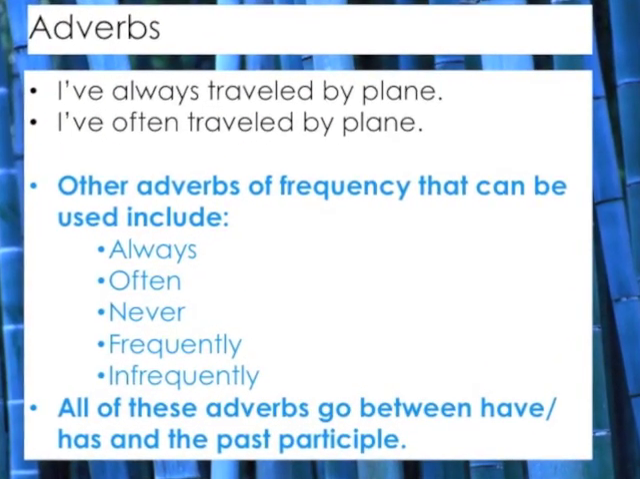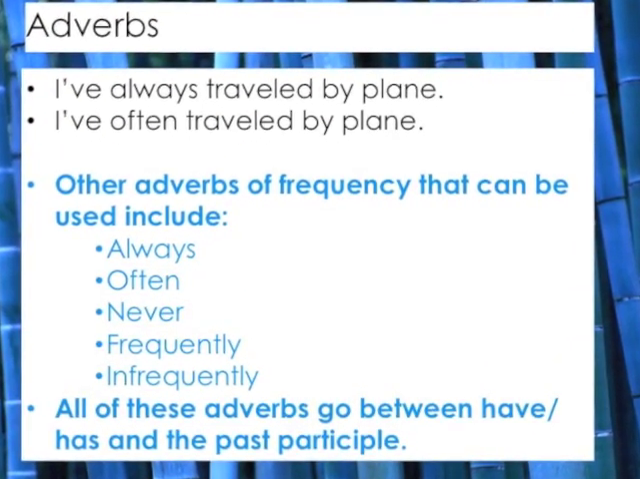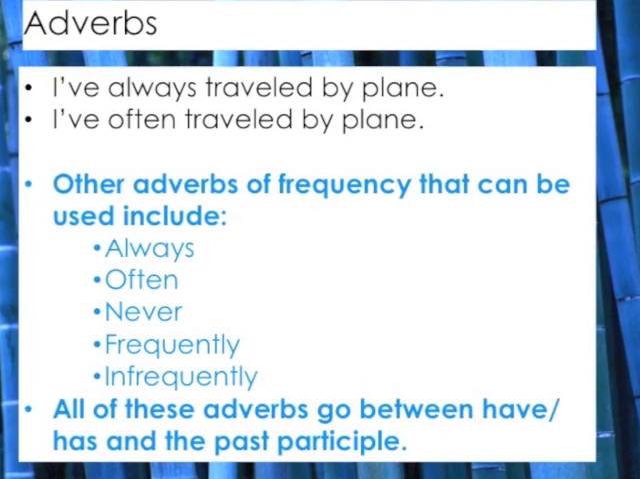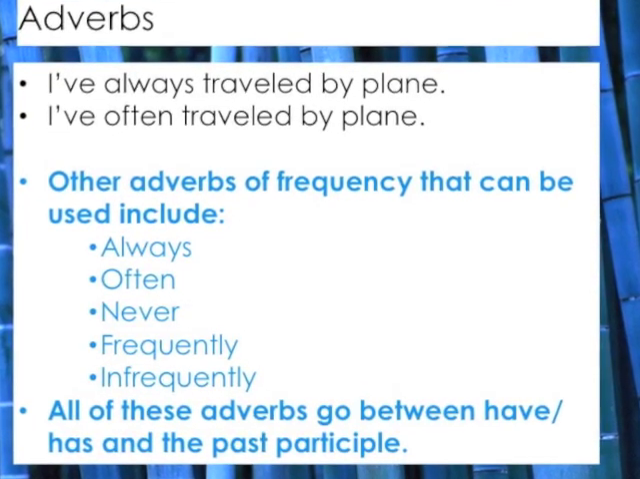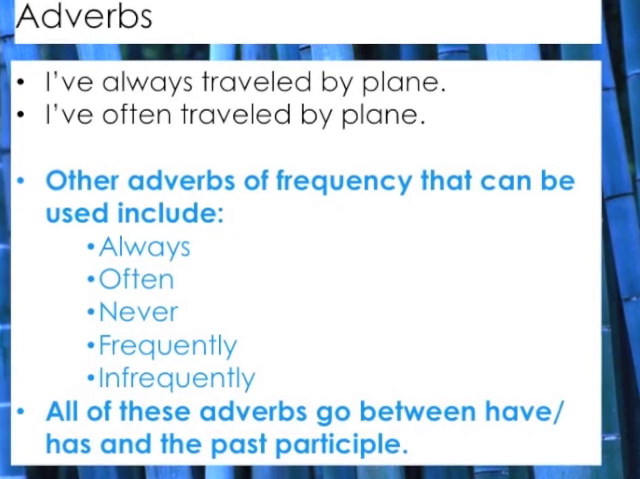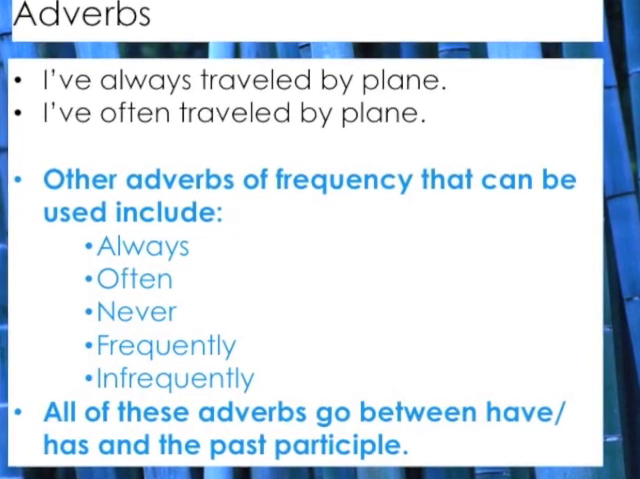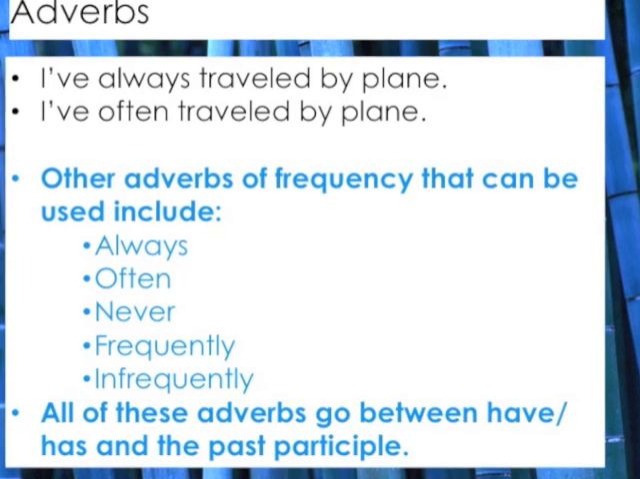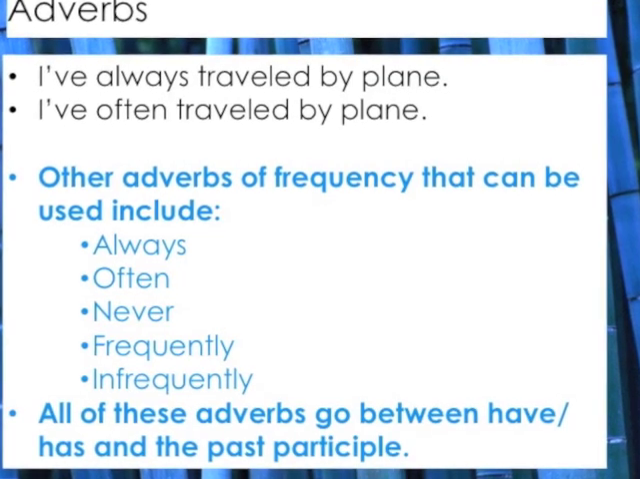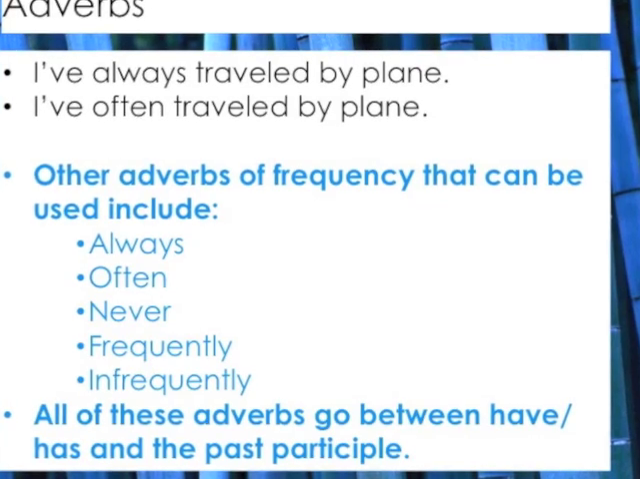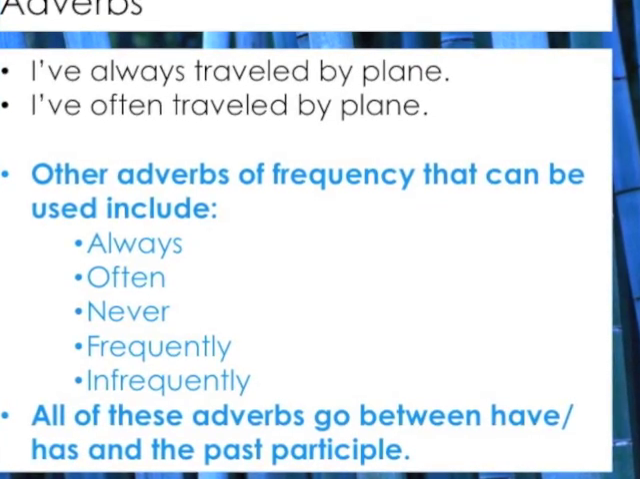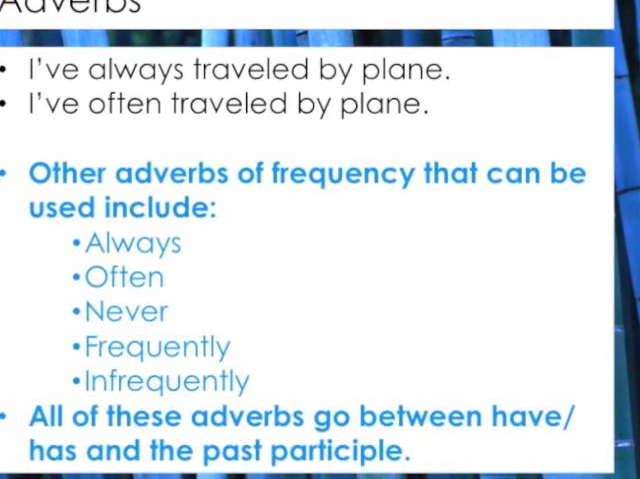Let's look at other adverbs that you can use. Normally you can use these adverbs of frequency: always, often, never, frequently, infrequently. All of these adverbs of frequency go between have or has and the past participle. I've always traveled by plane. I've often traveled by plane.